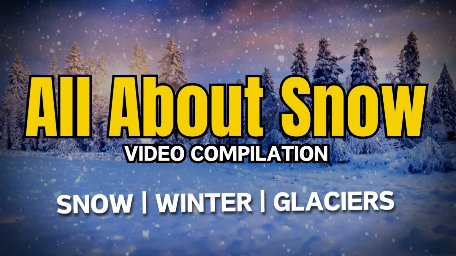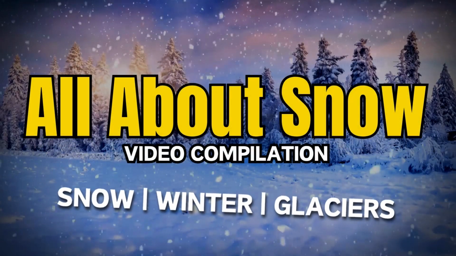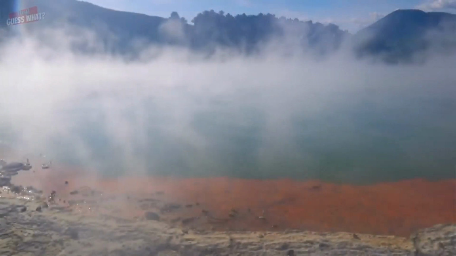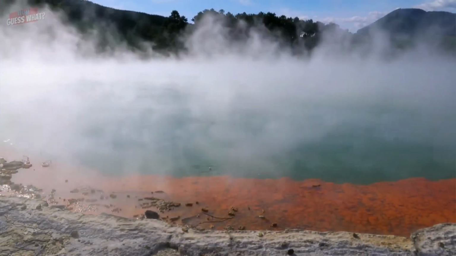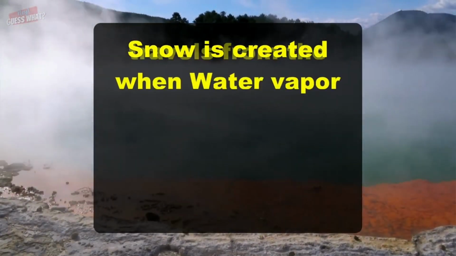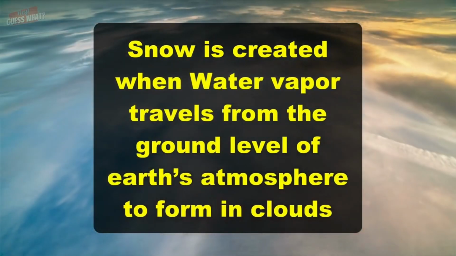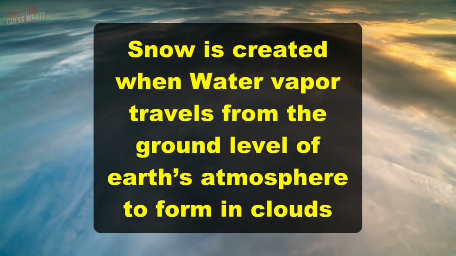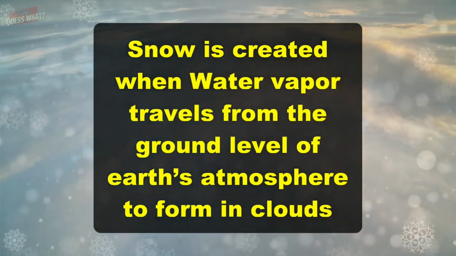Today we're going to learn all about winter in this 3-video compilation, starting with snow. So here's what happens when it snows. Snow is created when water vapor travels from the ground level of Earth's atmosphere to form in clouds all year long, no matter how hot or cold it may be.